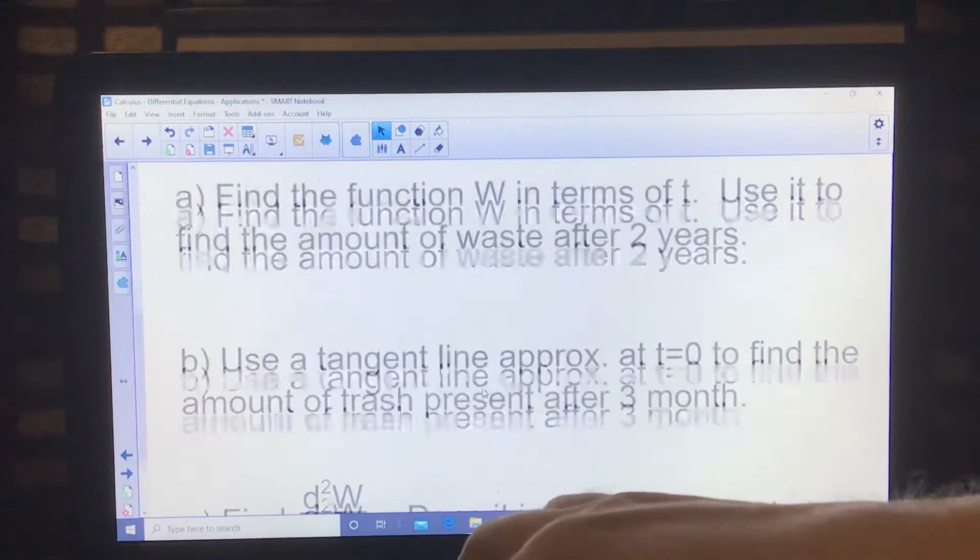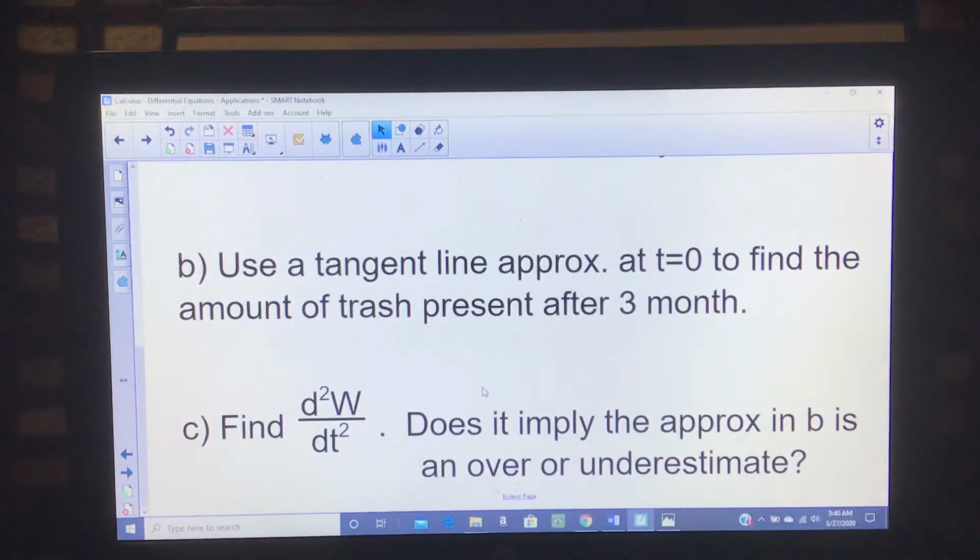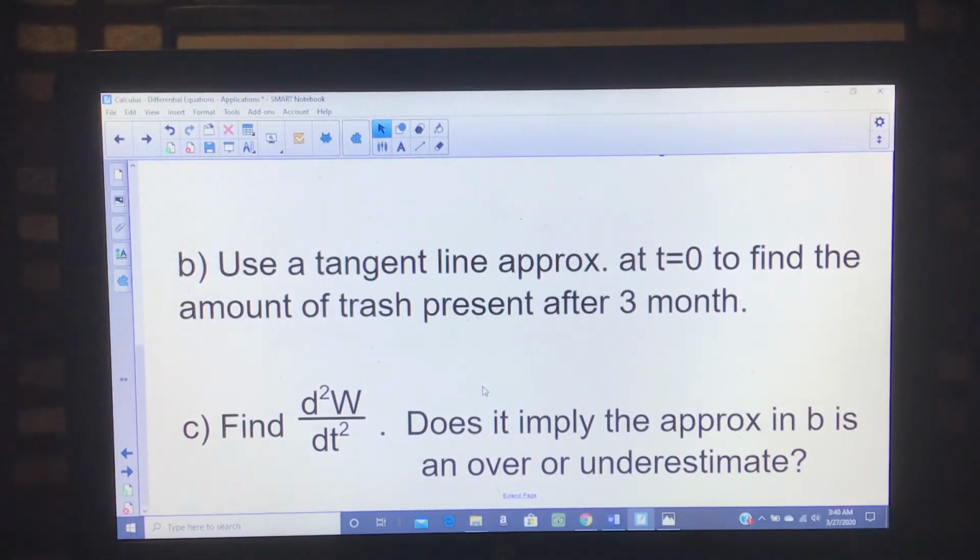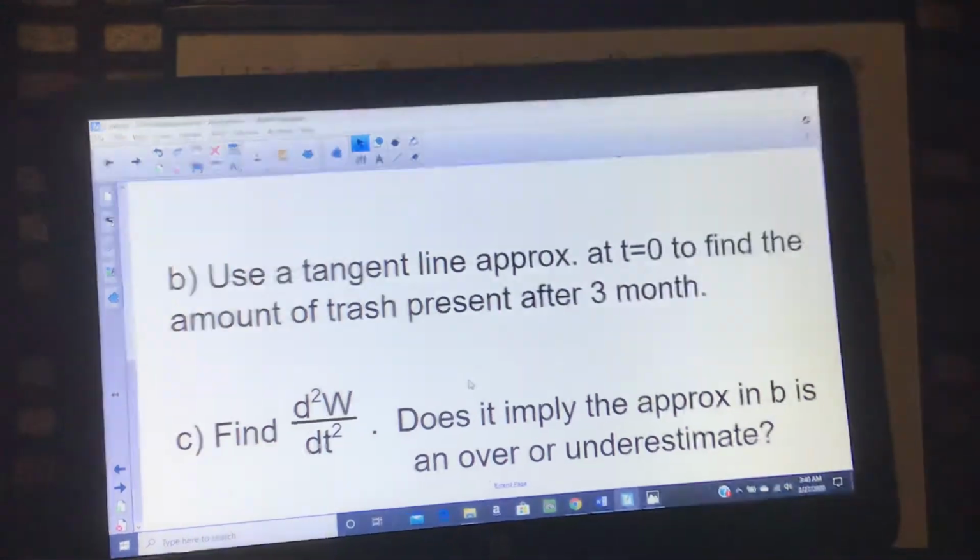So just to remind you of the last problem, it wants me to find the second derivative and then wants me to use information about the second derivative to see if that approximation was an over or underestimate. All right, so that's what I'll show on the board behind.